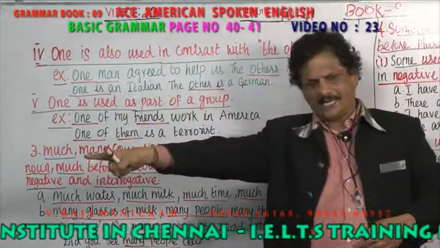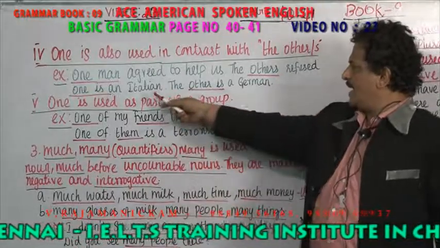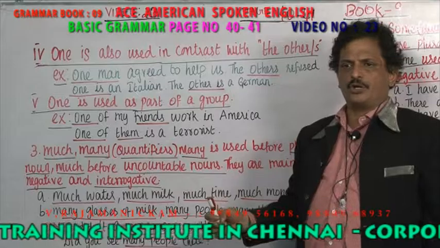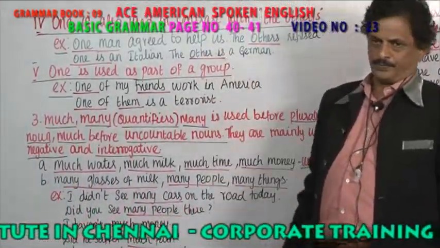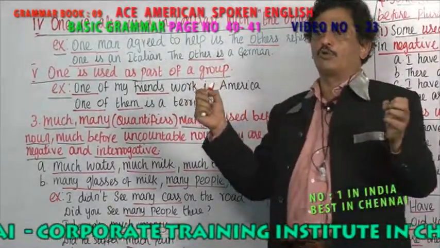One is an Italian, other is an American, other is a German. So one is an Italian, the other is a German. Opposite of one is what? The other is. Right, sir. Now, one is used as a part of a group.